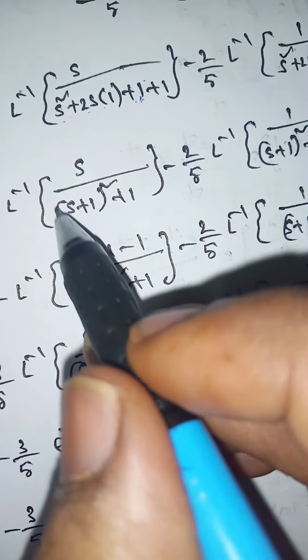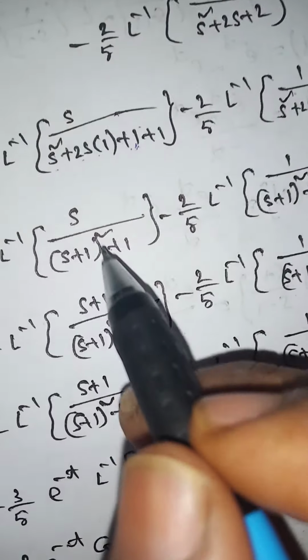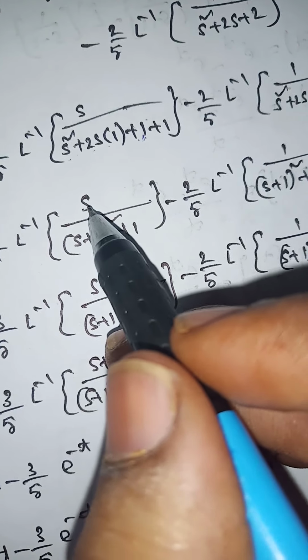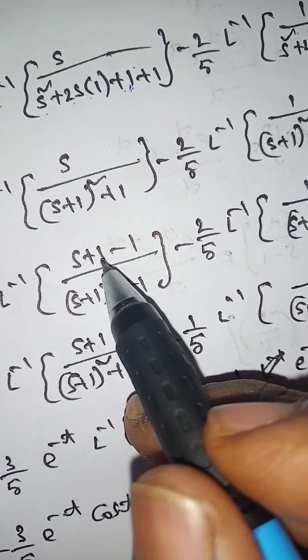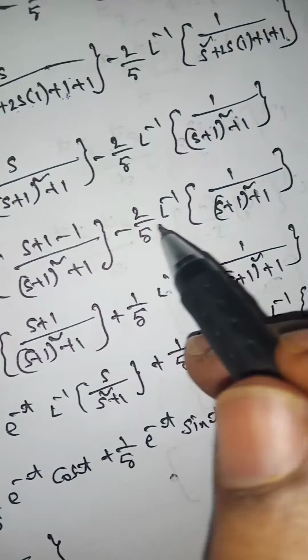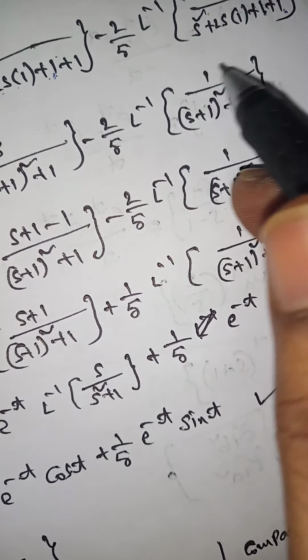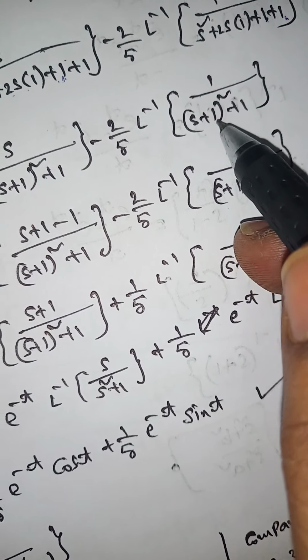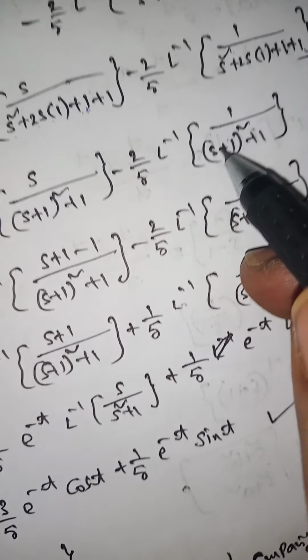Therefore, to get the function in terms of s plus 1, where a is 1, I am trying to get s plus 1 in the place of s. Simply add 1 and subtract 1 to get the s plus 1. That is the only reason. Minus 2 by 5, L inverse of 1 by, this is already in terms of s plus 1, because we have s plus 1. This term we can say is in terms of s plus 1.